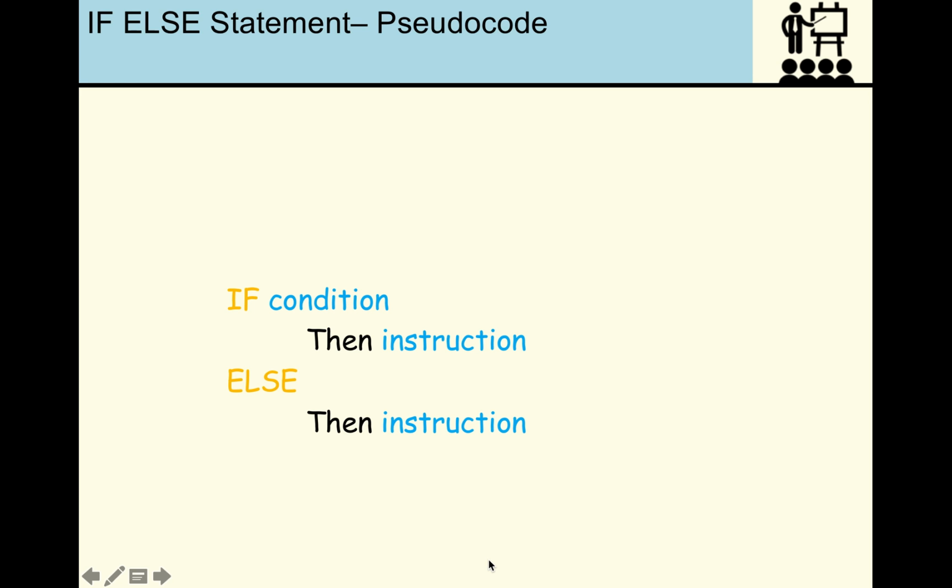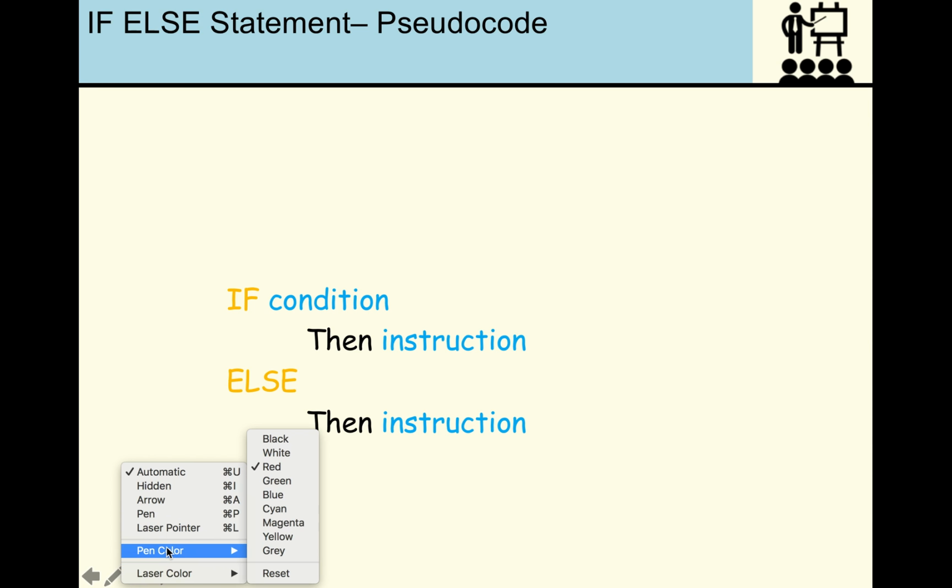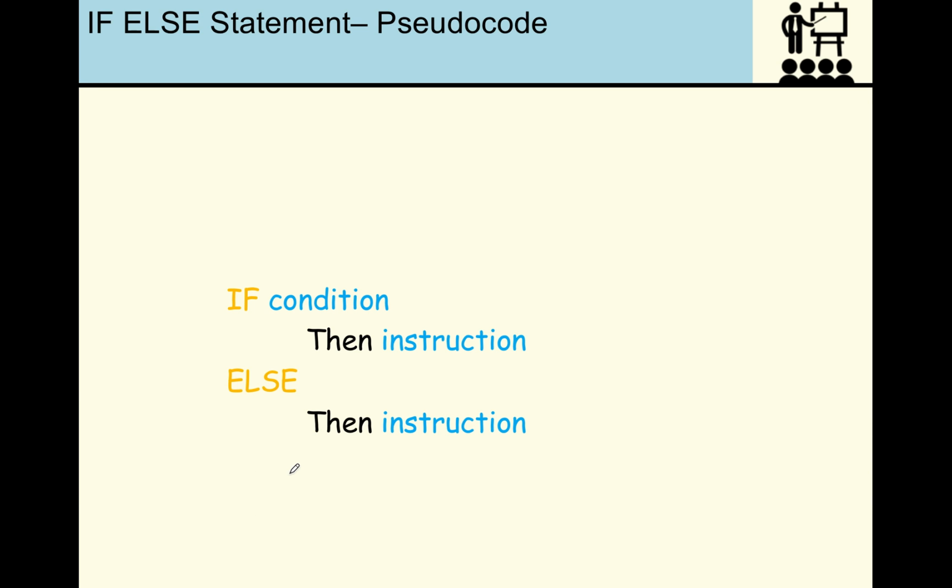Let's take a look at an if-else statement in pseudocode. I've taken out the irrelevant details, and I'm just focusing on the structure of an if-else statement here. We start off with if, we have a condition, then an instruction, we then have else, then an instruction. Let's break that down and decompose it into the different parts. If initiates a selection statement. Initiate means start. If starts a selection statement.